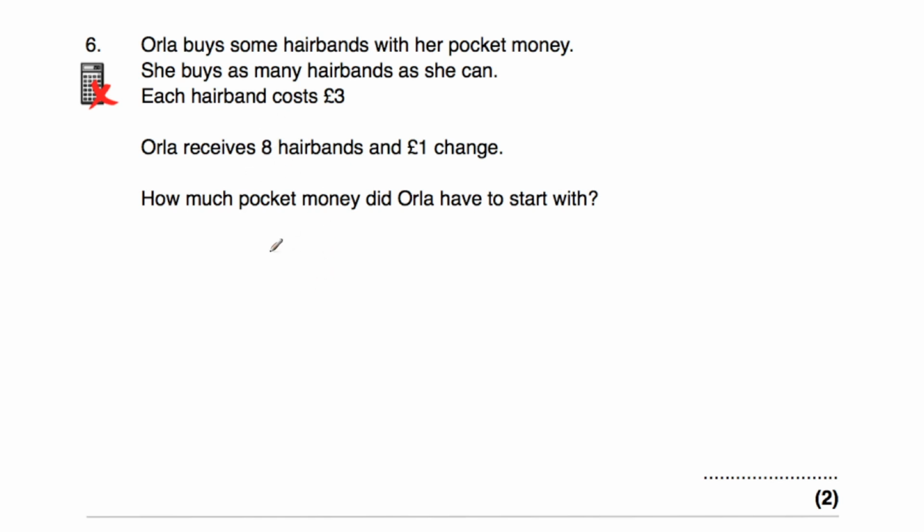So she buys 8 hairbands, and they cost £3 each. So if we do 8 times 3, that will tell us the cost of those 8 hairbands. And 8 times 3 is equal to 24. So that means the hairbands cost £24. So she spends £24 on the hairbands, and she gets £1 change. So if we add our £1 onto our £24, that would tell us how much money she had to start with. So £24, the cost of the hairbands, plus the change is then how much money she had to start with. And 24 plus 1 is 25.